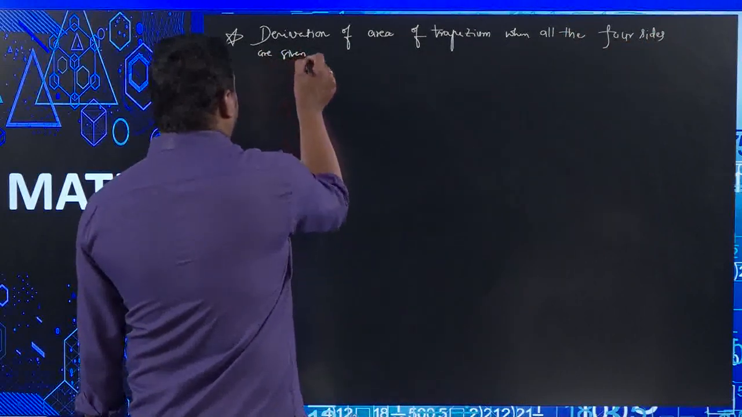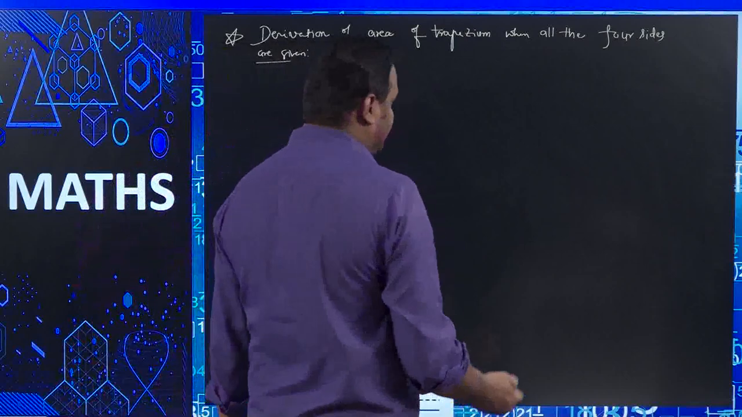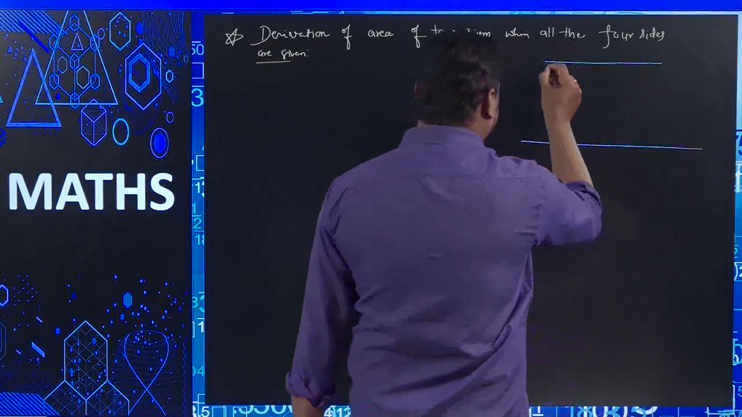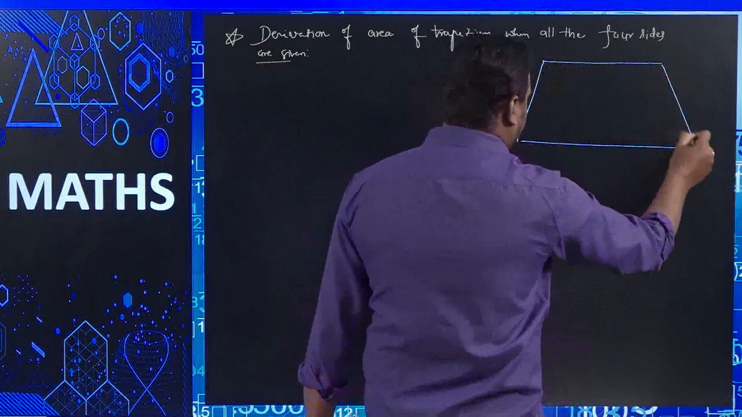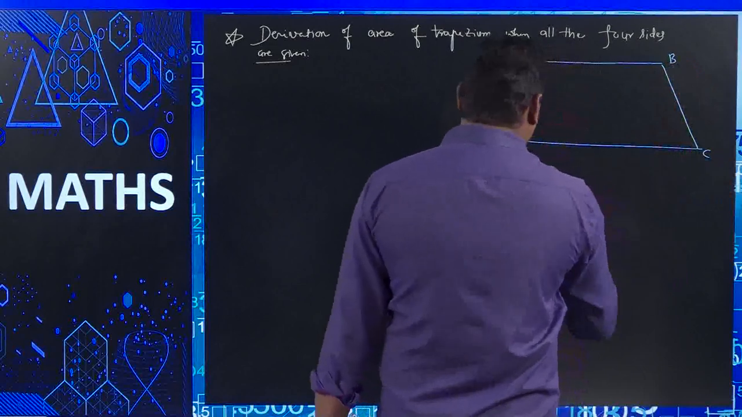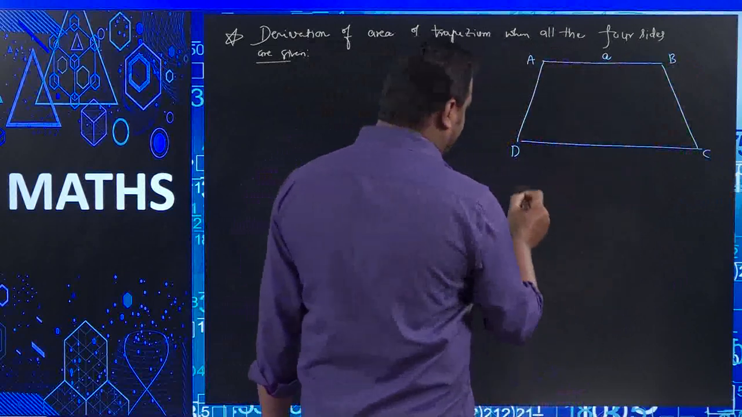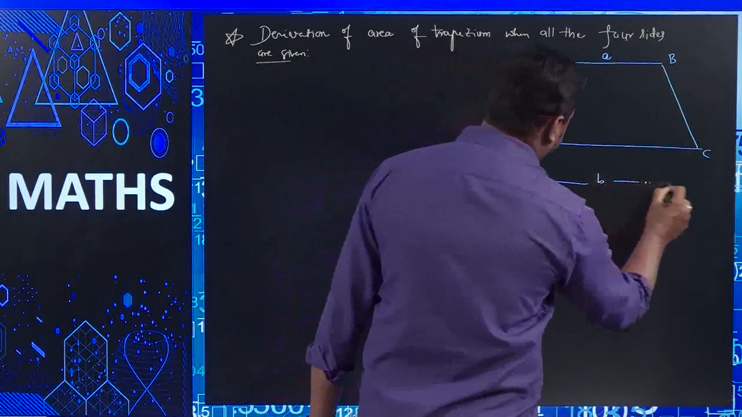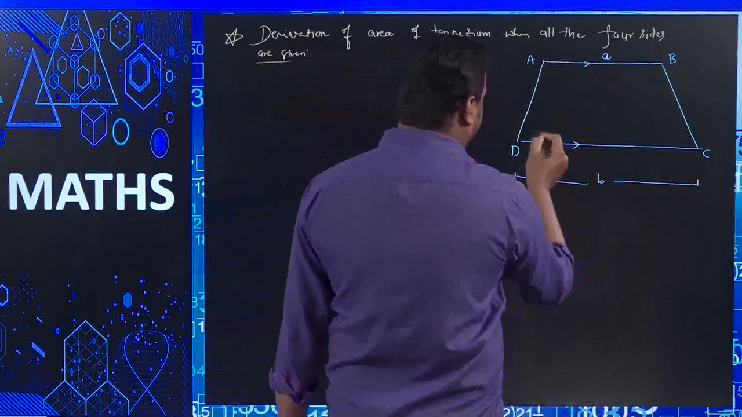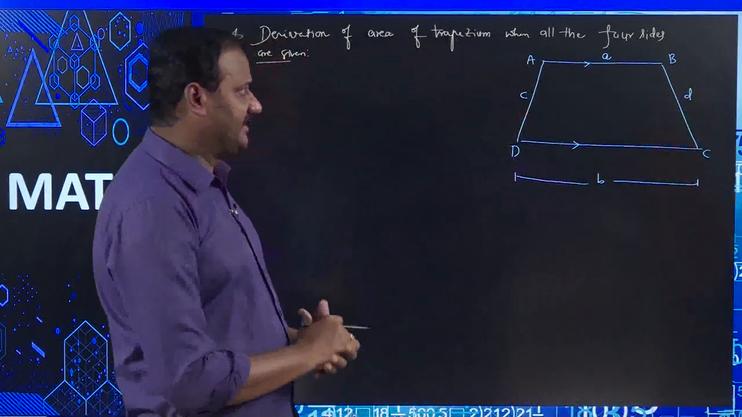Right. So for that I am going to draw one trapezium when all the four sides are given. Let it be trapezium ABCD, in which the length of side AB is equal to small a units and the length of side DC is equal to small b units. So AB and DC are parallel sides, okay. And the non-parallel sides, let small c and small d be the non-parallel sides.